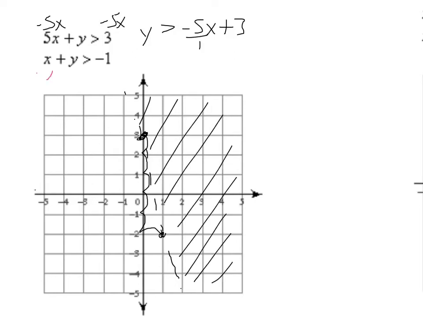The next one, I'll go red. y is greater than negative x minus 1. My slope is negative 1 over 1, so I have a y-intercept of negative 1. A slope of down 1 to the right 1 is negative. My inequality has no line under it, so it's dotted. It's greater than, so I shade above.